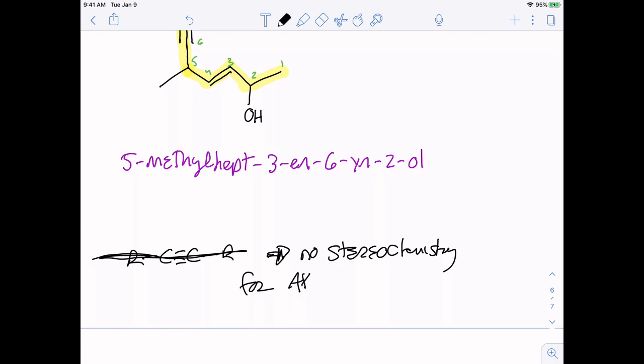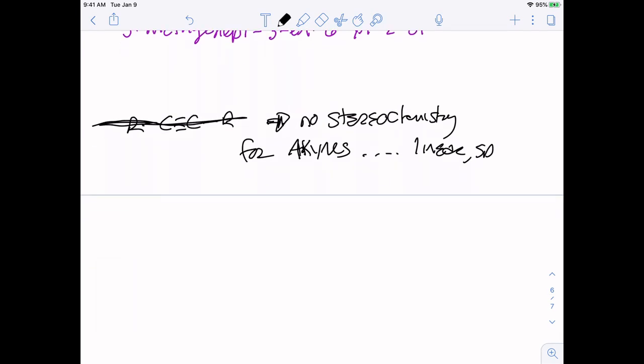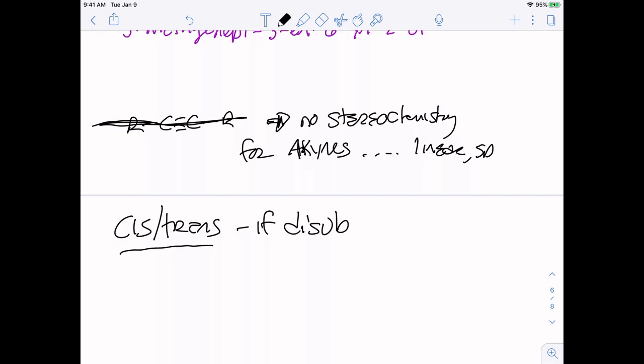For alkenes, I do have stereochemistry, and we've already talked about cis-trans. So remember, cis-trans are only if di-substituted. And not just any old di-substituted: each carbon that has the pi bond on it has to have a substituent. You can have di-substituted by having 2 carbon groups on the same carbon, but they have to be on opposite sides. And we talked about that also in the last chapter.